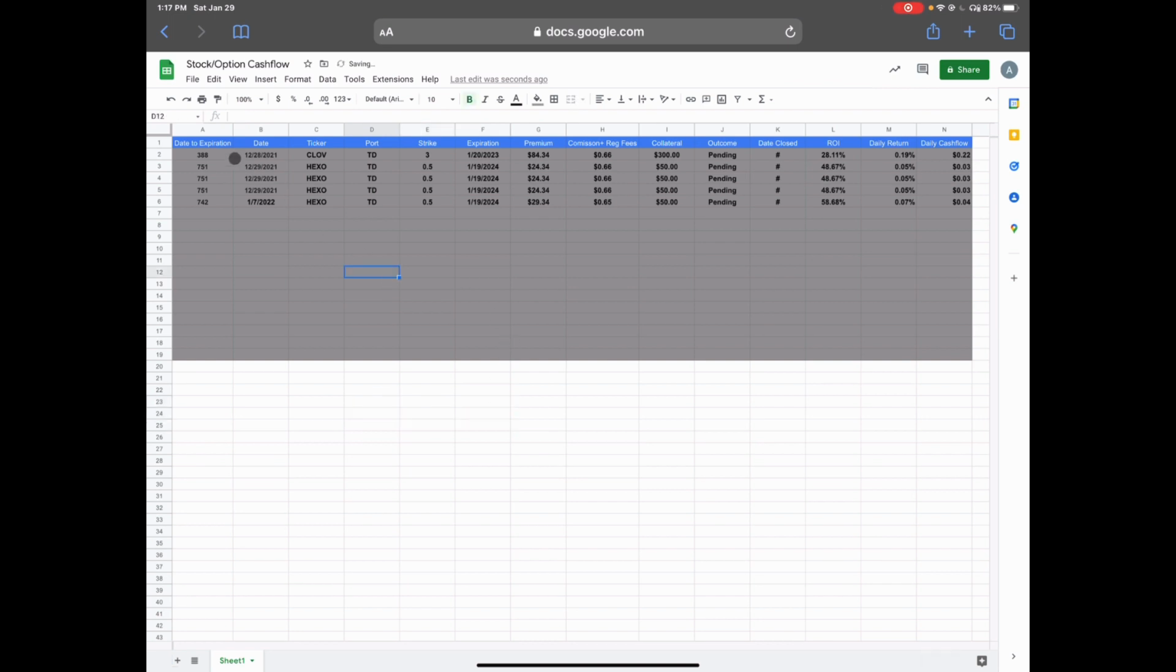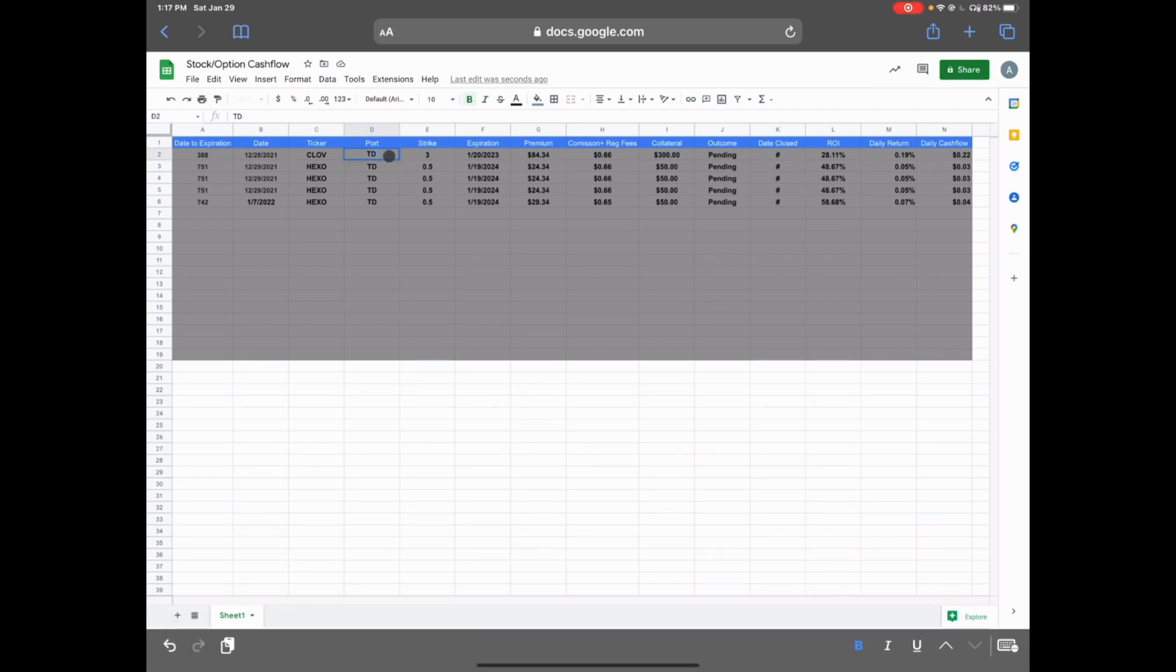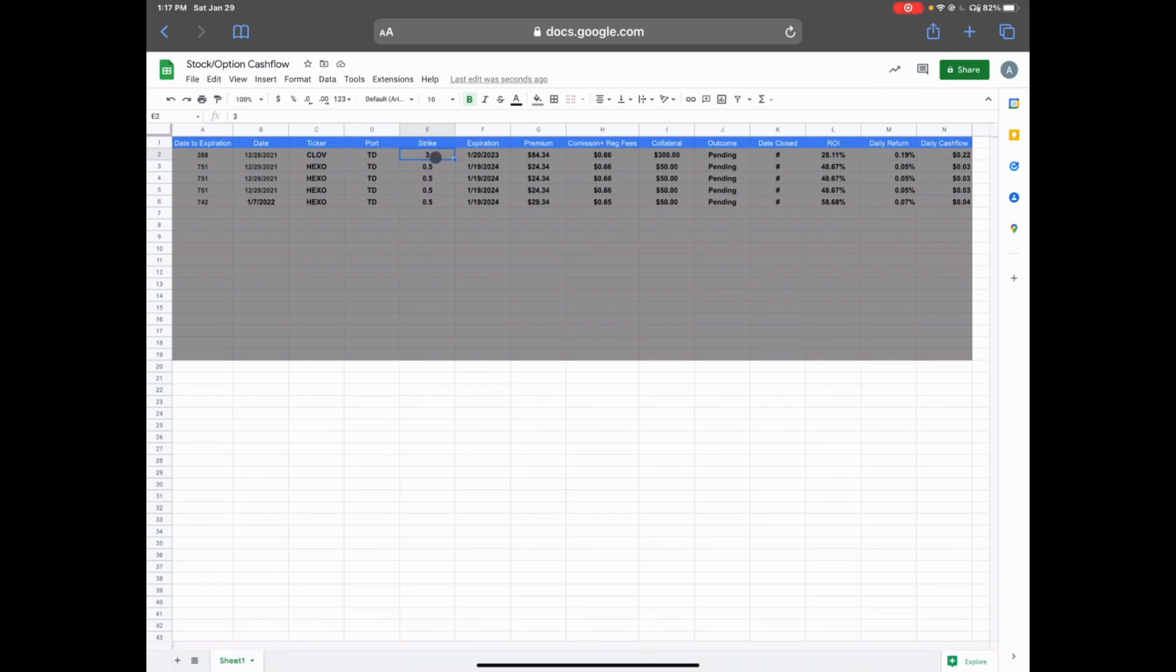So that's where this comes in, right? All I'm showing you is, this is the date that I bought whatever the security was. The port just means what platform I'm using. I just use TD Thinkorswim, so I label that using TD. And the strike is just the price of the stock where it's at.